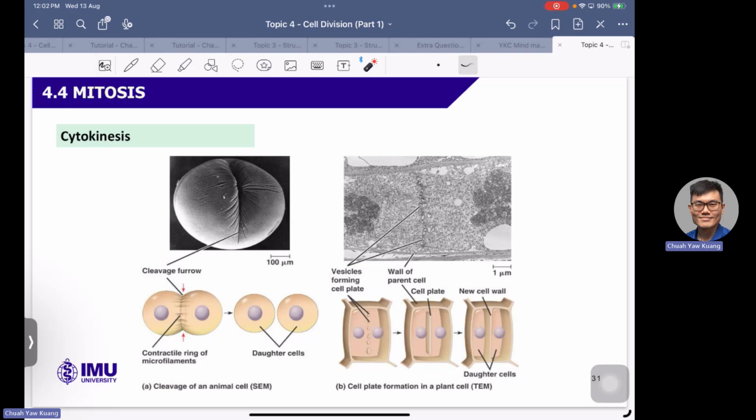So first point, deposition of the vesicle. Second point, formation of the cell plate and becoming the cell wall to separate. So that is the 2 points. Okay, so that is for cytokinesis. It depends on which one.